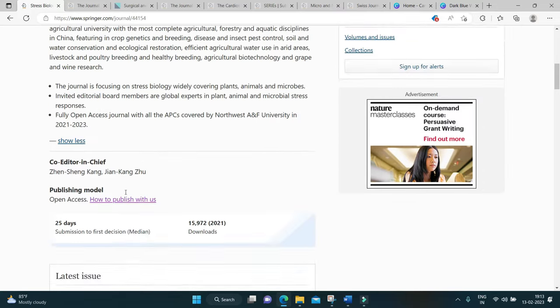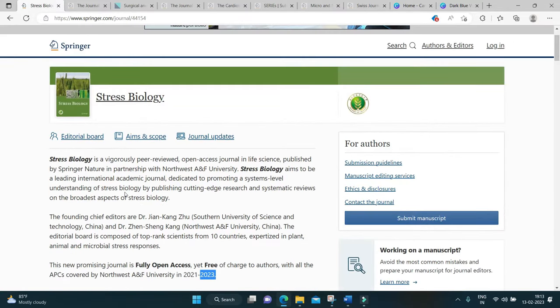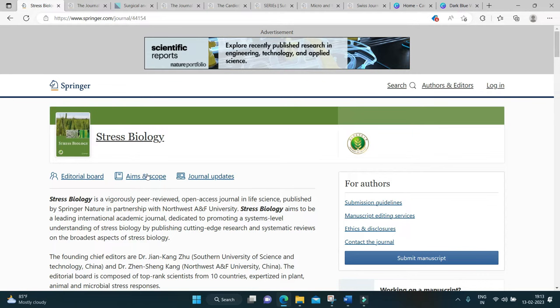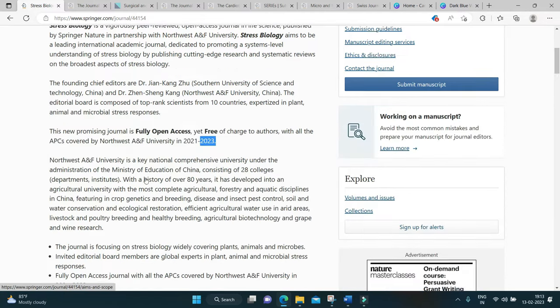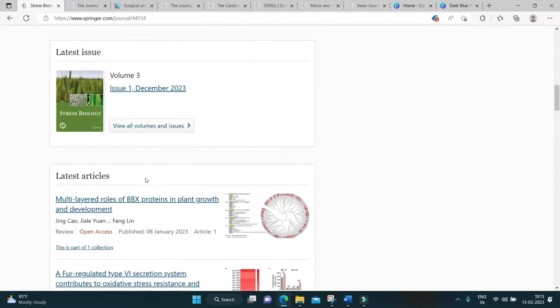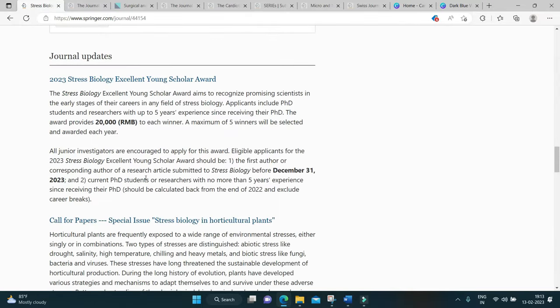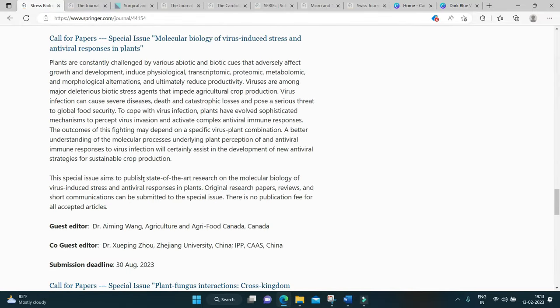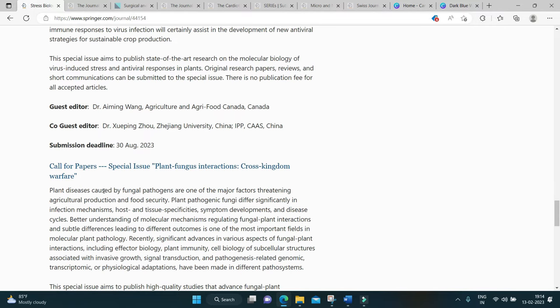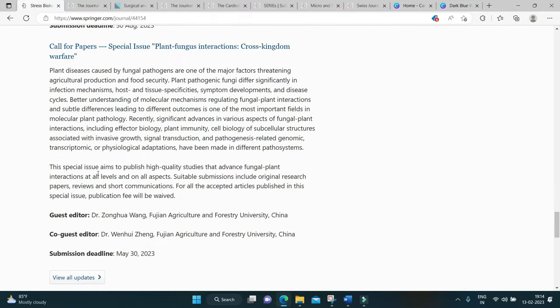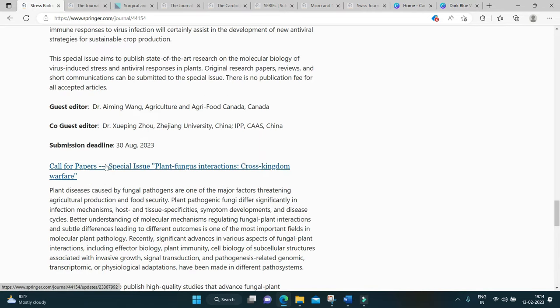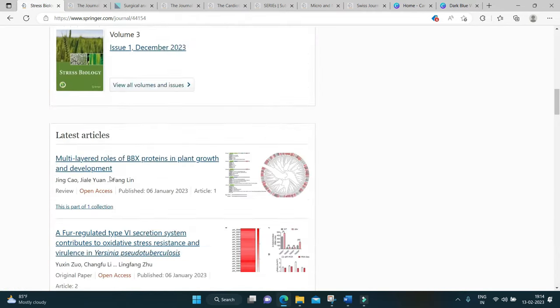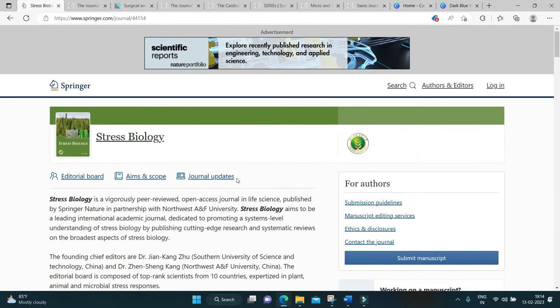So if your research falls under the aims and scope of this journal, please do study or read the article processing fee and try to target this journal. There are various ongoing calls for papers, especially special issues. You can check the aims and scope of this special issue and target this journal.